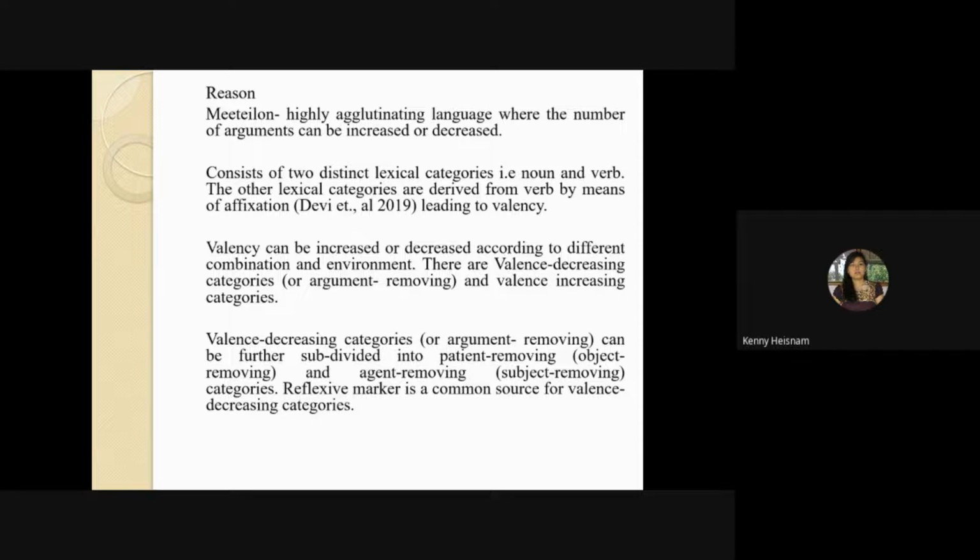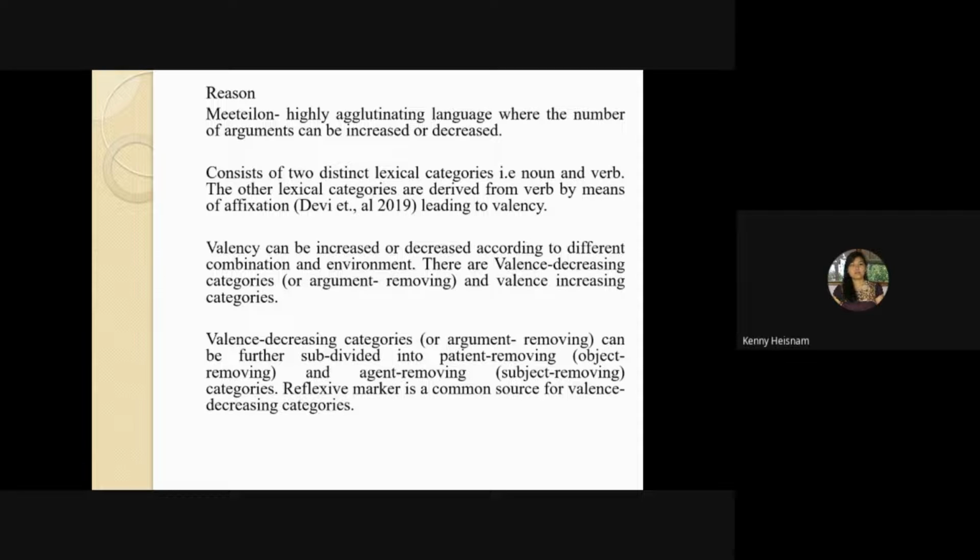The other lexical categories, such as the adverb, the negative, and the imperative shown in the above table, are all derived from the verb by means of affixations, leading to the increasing and decreasing of valency. Valency is nothing but the number of arguments which are mainly inflected to the verbs. There can be two types of valency: one is the valence increasing category, and the other is the valence decreasing category.